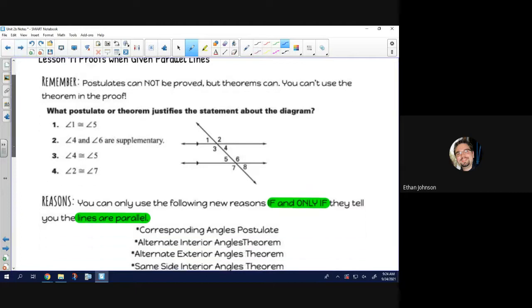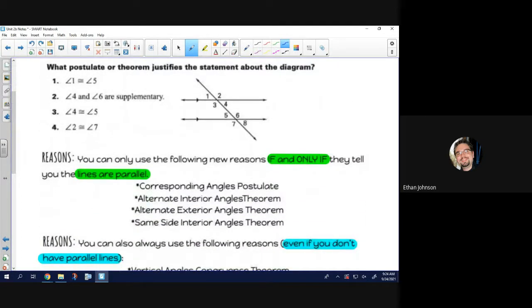So as a refresh, we want to figure out what type of postulate or theorem, that's our corresponding angles, the alternate interior, alternate exterior, or same side, is being shown. So as a recap, we did highlight our zigzag. And we know same color means same value, so they are congruent. Different colors add to 180.